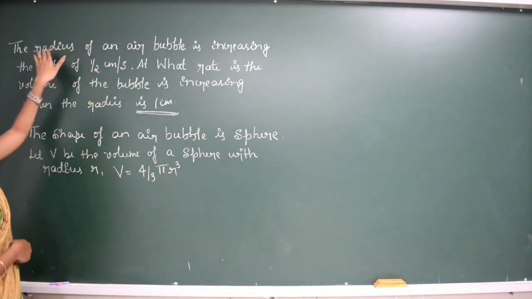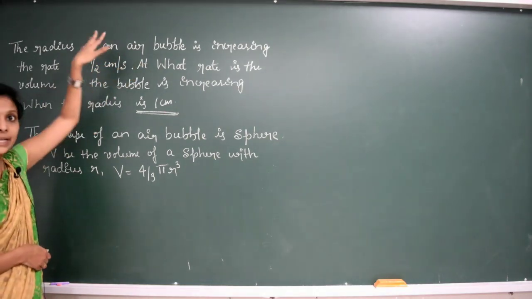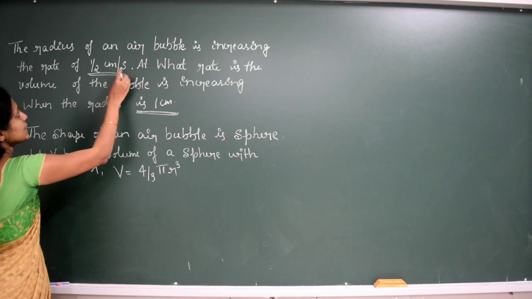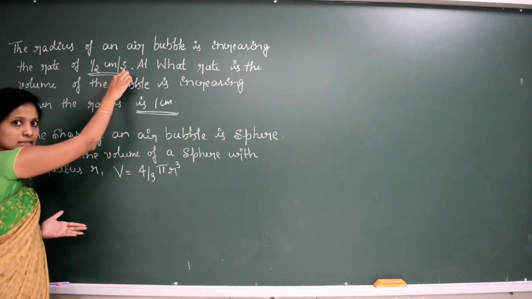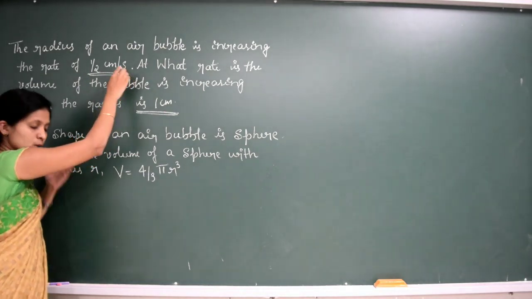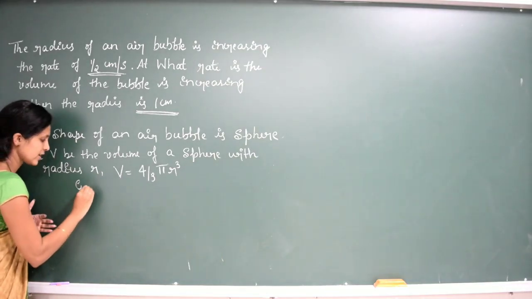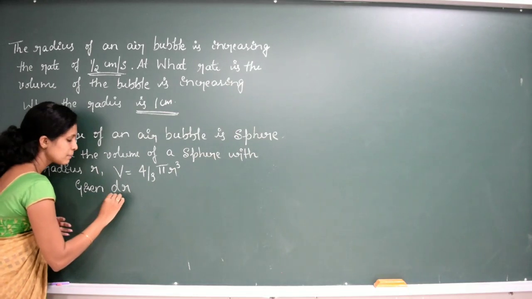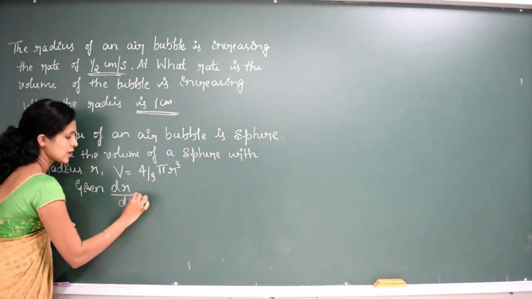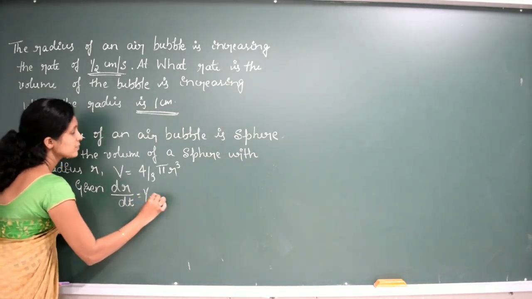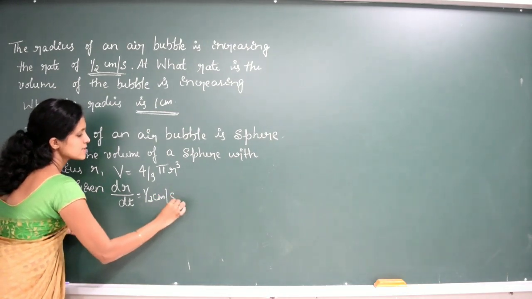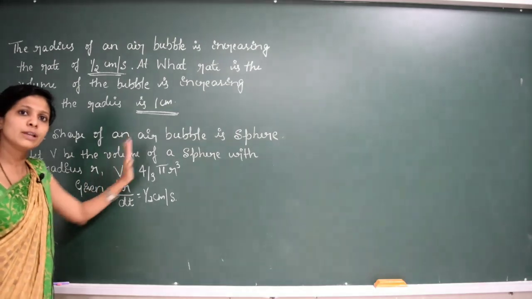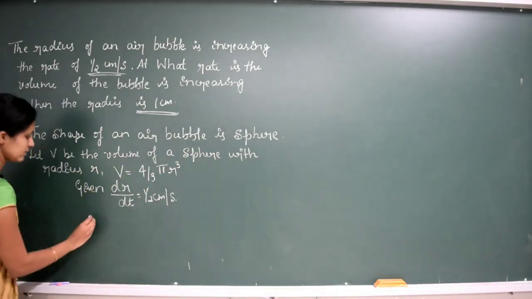Next, what is given? The radius of an air bubble, I mean r, is increasing at the rate of 1 by 2 centimeter per second. So obviously it is increasing with respect to time. Given that, is it clear? It is given that the rate of change of the radius of the air bubble, that is dr by dt with respect to time, is 1 by 2 centimeter per second. What you have to find? The rate of change of the volume of the bubble with respect to time.